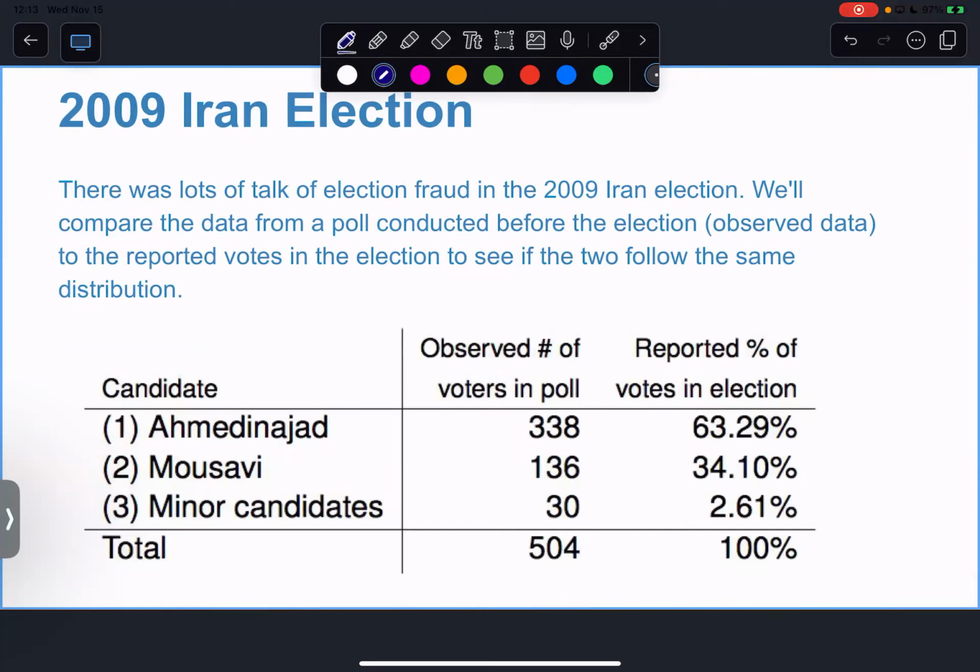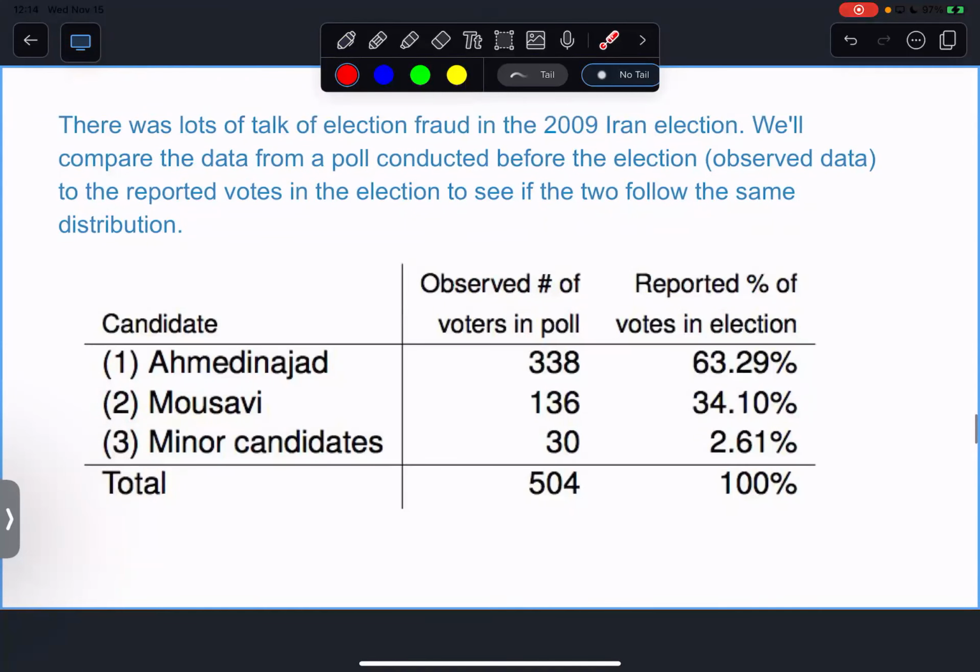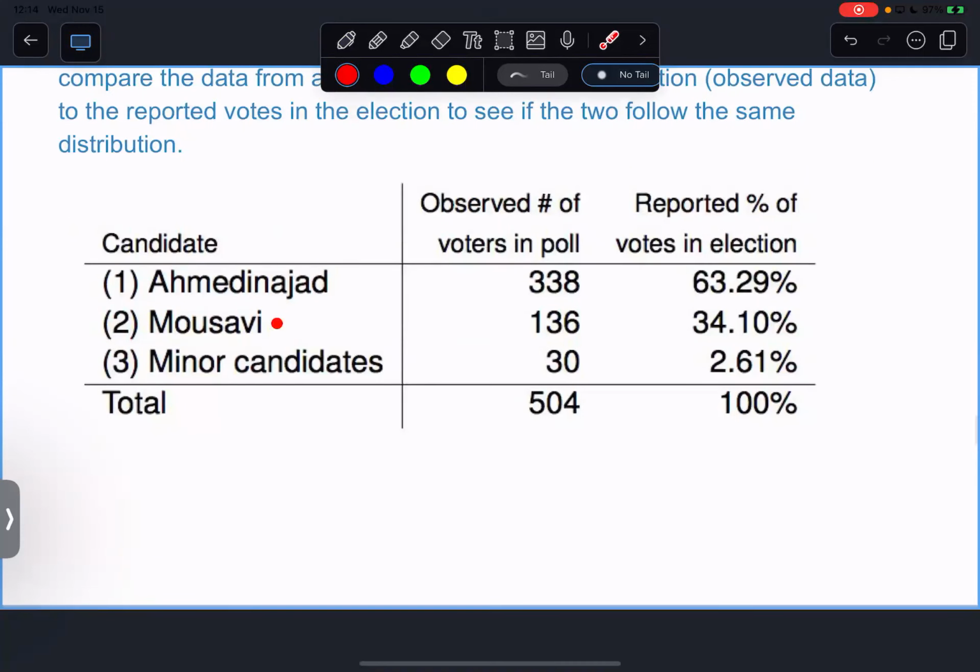But how about another example where we don't have that even distribution, but we do have an expected distribution that we want to compare to? So I guess in the 2009 Iran election, there was lots of talk of election fraud. And so how can we analyze that? So we have two main candidates and a minor, or the minor candidates are all lumped together because they only got 30 votes. And so we've got this expected distribution of voter turnout.